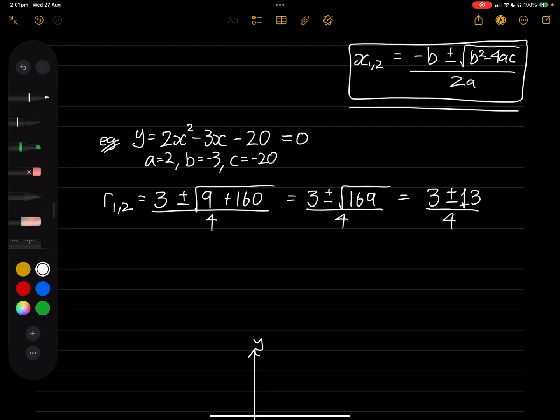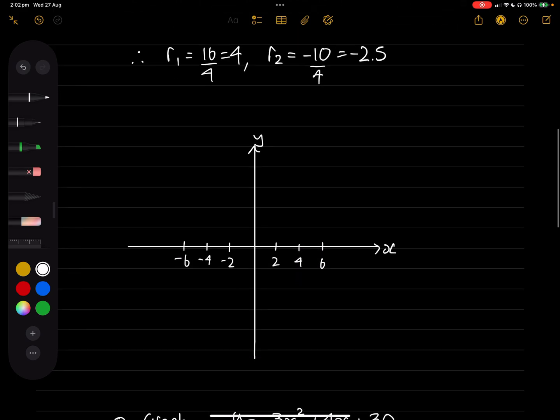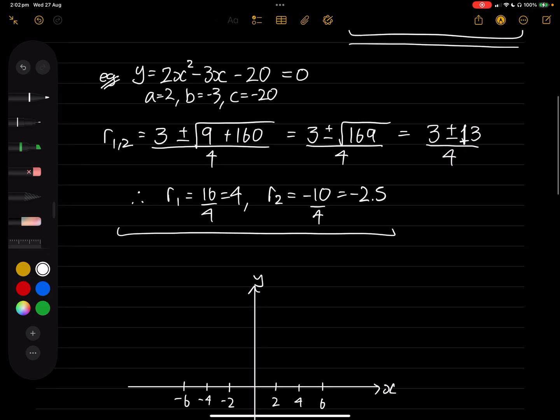So 3 plus 13 over 4 is one root. So root 1 is 16 over 4. And then root 2 is going to be 3 minus 13, which is minus 10 over 4. So 16 over 4 is 4, and minus 10 over 4 is minus 2.5. So we've got our roots. This parabola, incidentally, we know is positive. It's got a 2x squared, so you know it's a smiley face parabola, it goes up.